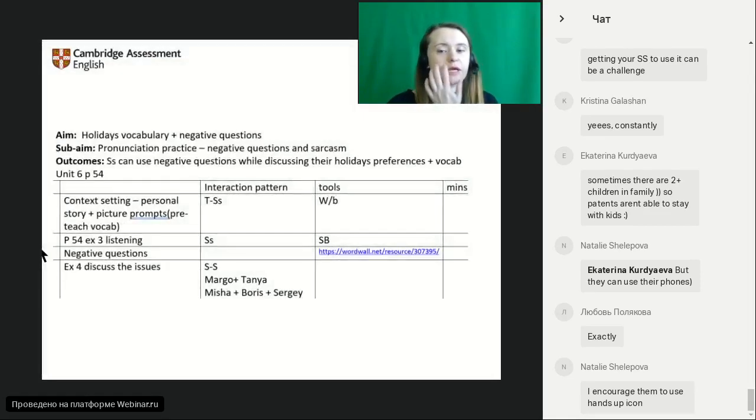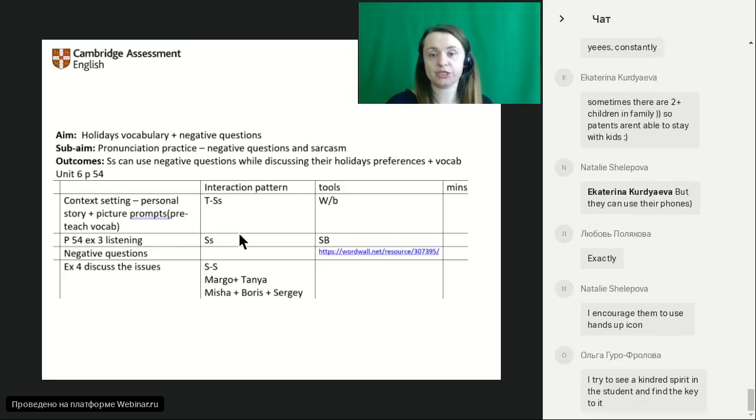Okay, so this is an example of a lesson plan, which I have. It's just a part of it. But you can see here that I have all the points included, like aim, sub-aim, the outcomes of the lesson. This is a lesson for B2, outcomes B2. And I plan here my stages and very basic procedure.